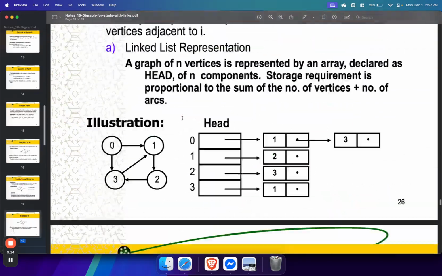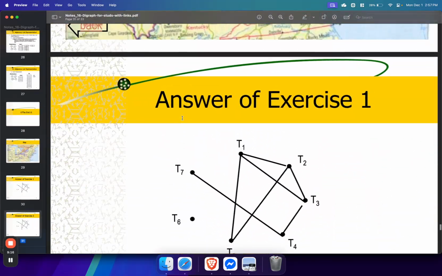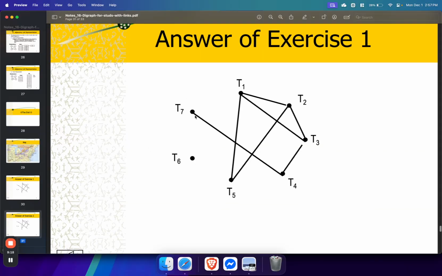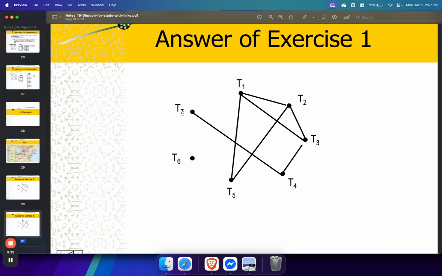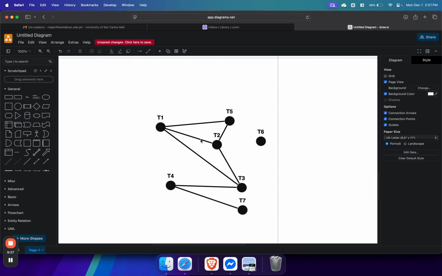So in the wonderful slides of Ma'am Peña, this is what her slides look like. T1 played with T2, T3, T5. T1 has played with T2, T3, and T5. So it's almost the same. Actually, they look quite different in layout. But you'll notice that the vertices are the same.